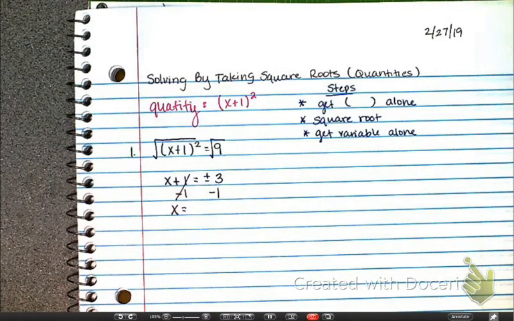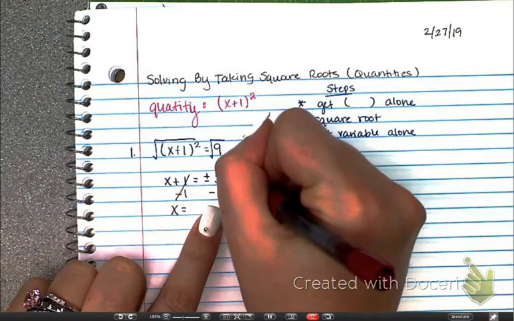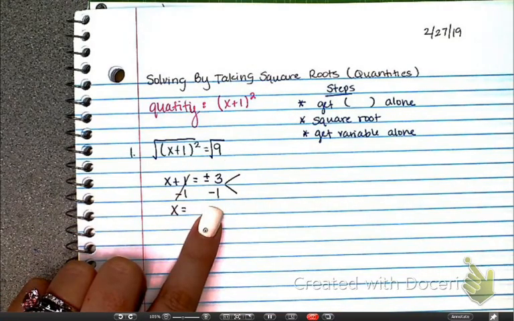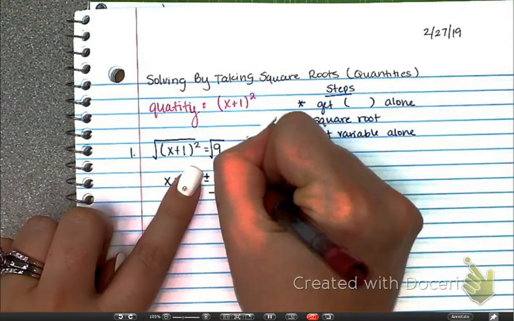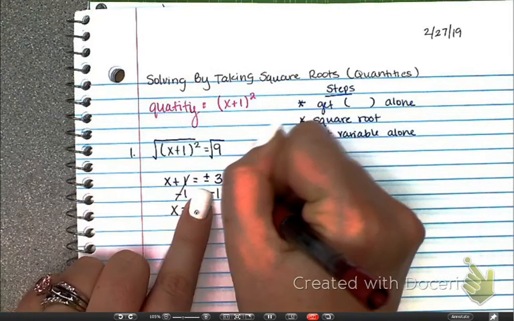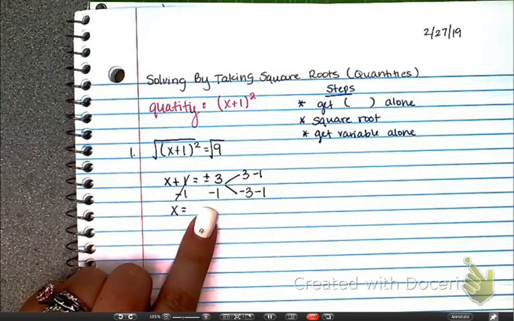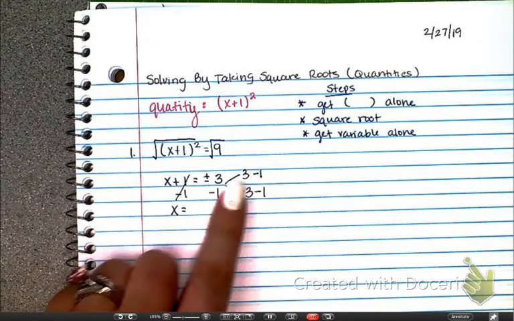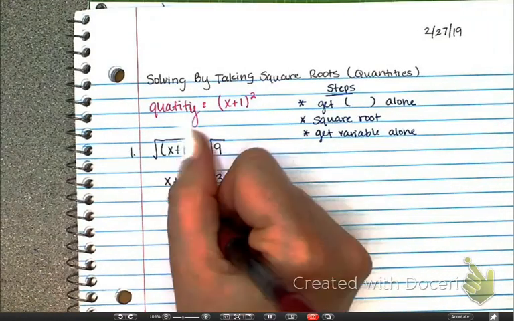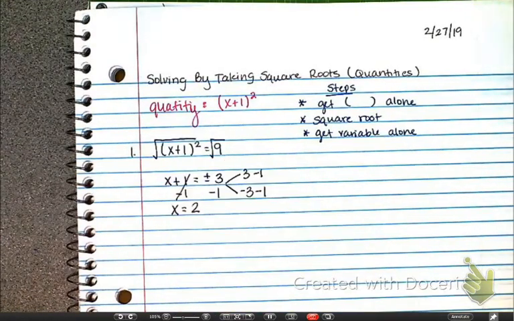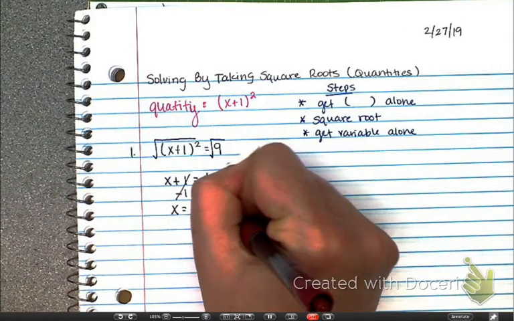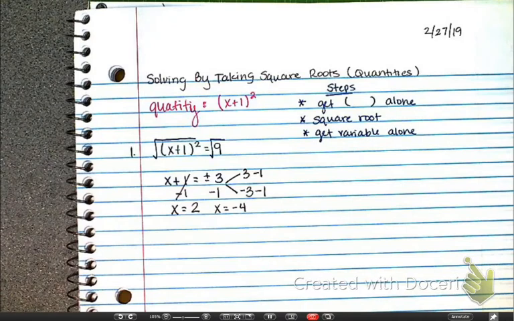Now, how many answers have we gotten every single time? 2. We had a plus minus, right? Now in this case, I can actually tell you what my 2 answers are, because I have a positive 3 minus that 1, and I have a negative 3 minus that 1. What is 3 minus 1? 2. And then what is negative 3 minus 1? Negative 4. So we're actually writing 2 separate answers. It's not just a plus minus.